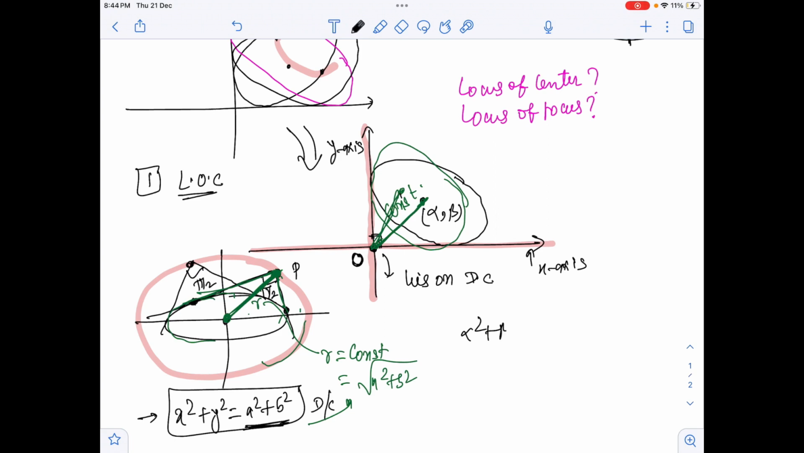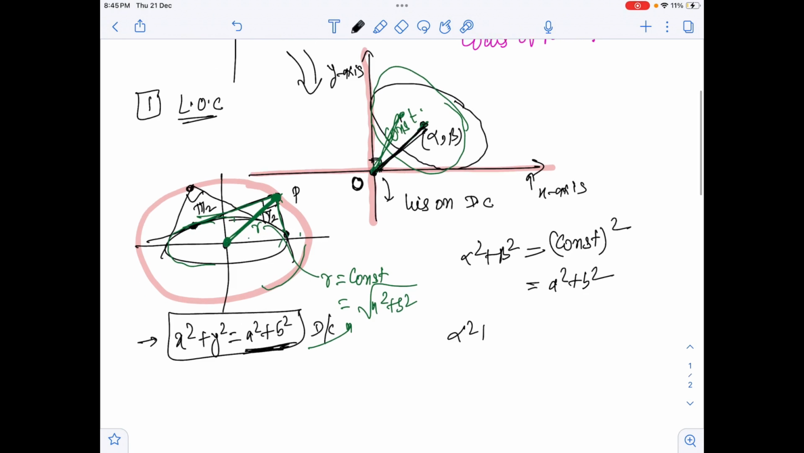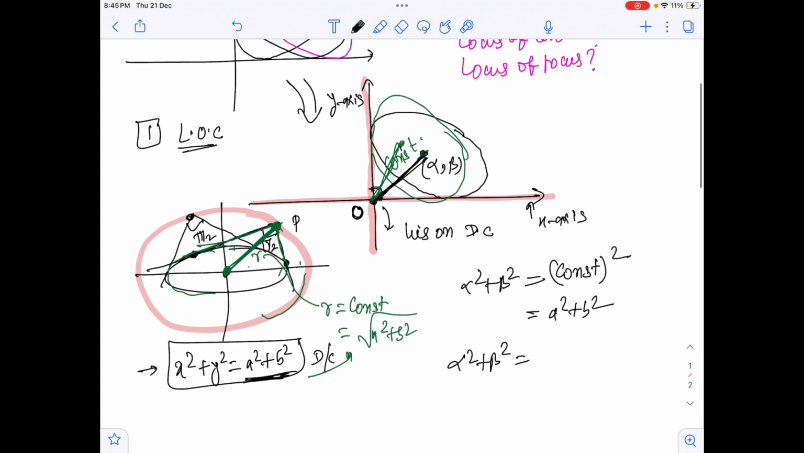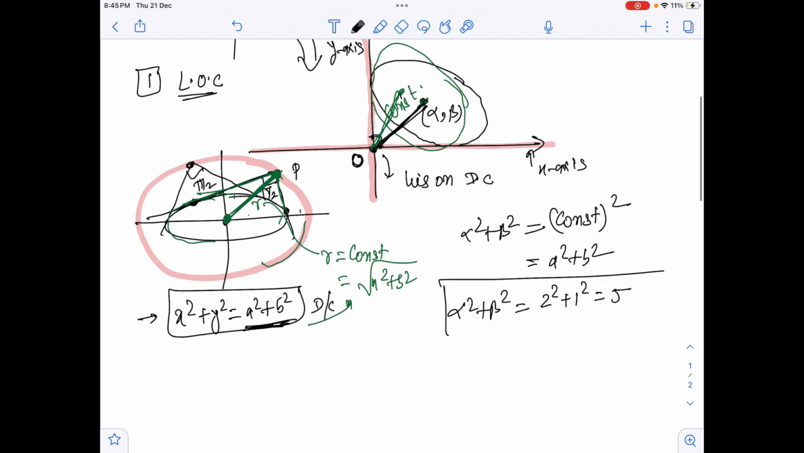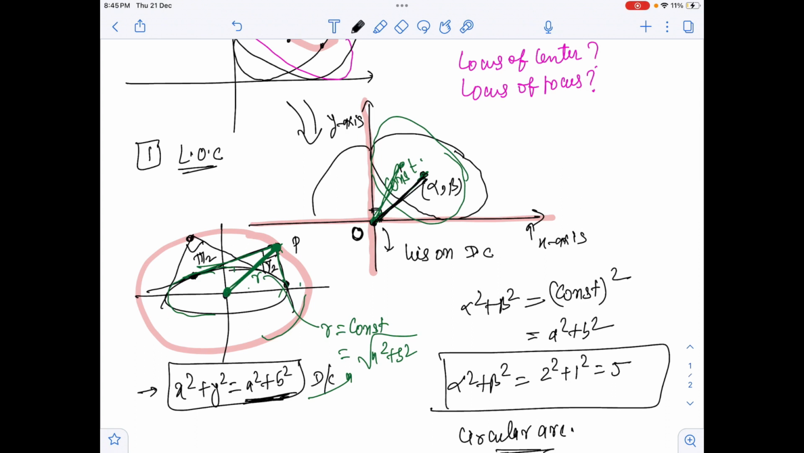And that clearly gives you the locus as alpha square plus beta square equal to this constant distance square. And that constant distance square is nothing but a square plus b square. Hence alpha square plus beta square. In our case, a is 2 and b is 1, which gives 2 square plus 1 square, which is 5. So what's the locus of the center? It's basically a circular arc, in this case given by x square plus y square equals 5.